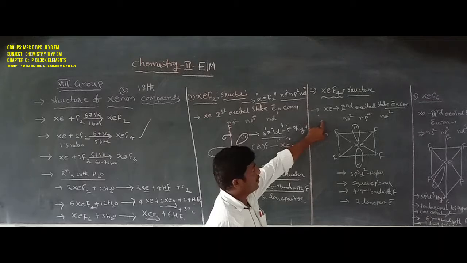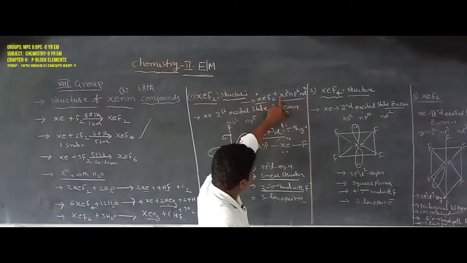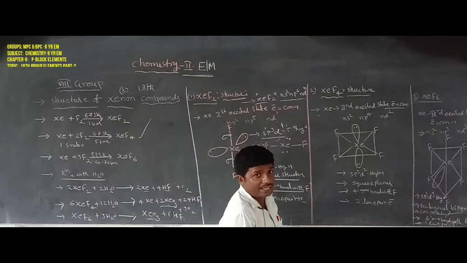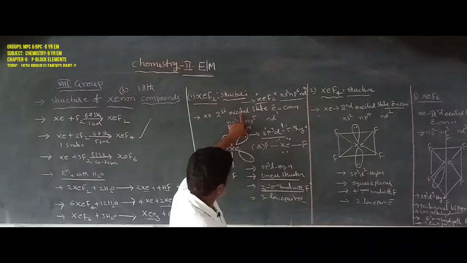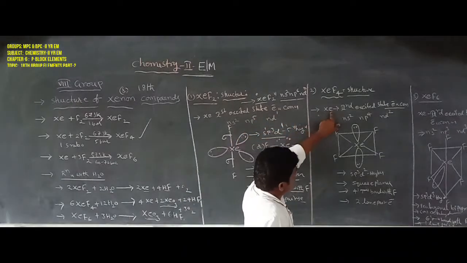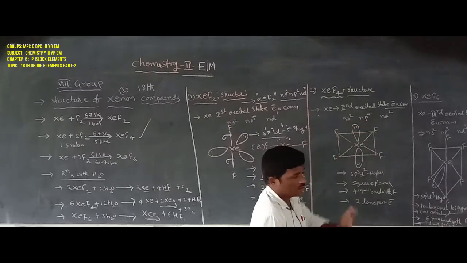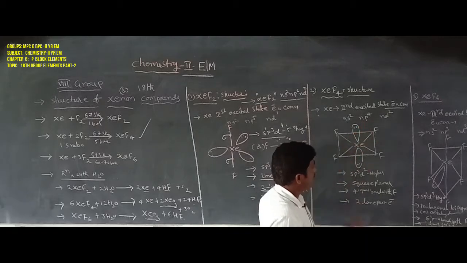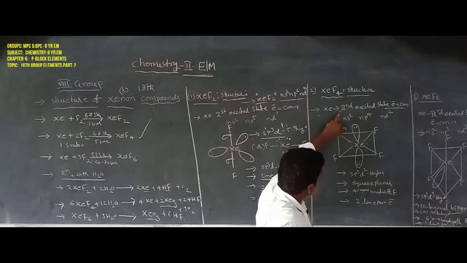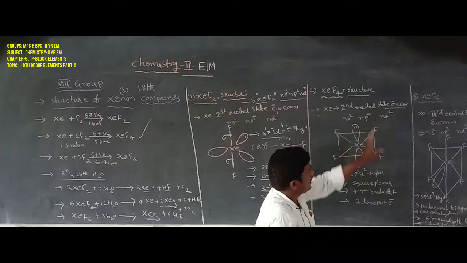In this xenon tetrafluoride, xenon is the central metal atom. Xenon ground state electron configuration is ns2 np6 nd0. Xenon first excited electron configuration is ns2 np5 nd1. The xenon second excited electron configuration is ns2 np4 nd2. In the p orbital, 2 electrons jump to the d orbital. So the second excited electron configuration consists of ns2 np4 nd2.